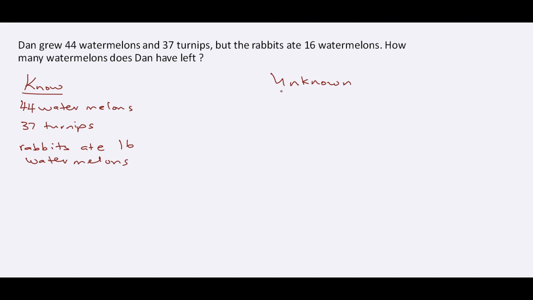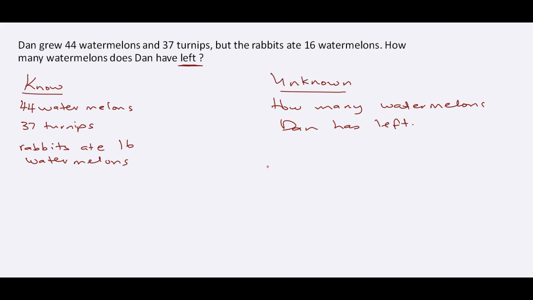Now, what do we not know? We don't know how many watermelons Dan has left. So we're going to pay attention to these because we want to find out what's the keyword that is going to lead us to a subtraction. The keyword here is left.